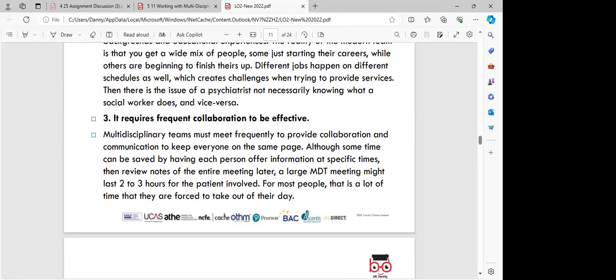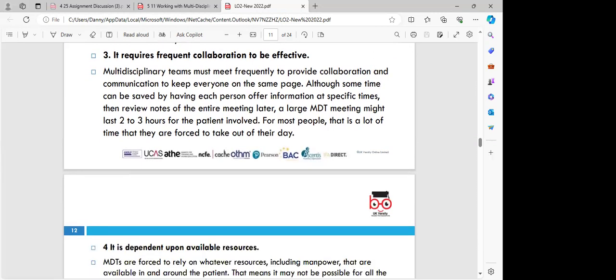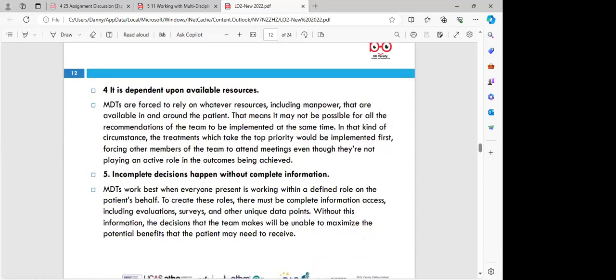And then the third one, it requires frequent collaboration to be effective. Of course, there should be enough room for collaboration. If there is no collaboration among the multidisciplinary team, there won't be any effectiveness. For most people, there's a lot of time that they are forced to take out of their day. Although some time can be saved by having each person offer information at a specific time, then reviewing notes of the entire meeting later, a large MDT meeting might last 2 to 3 hours. So it takes time, and therefore sometimes you may not have everybody present at all times.